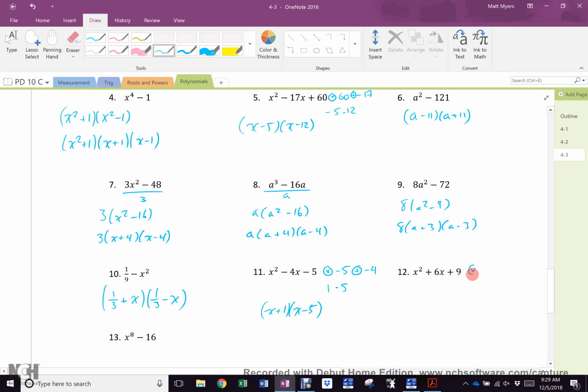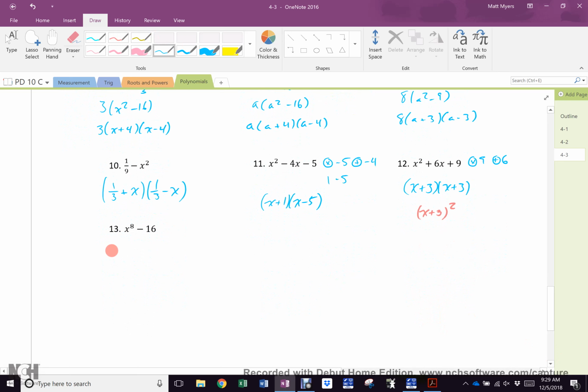This one, multiply to 9, add to 6. What is it? x plus 3, x plus 3. How could I write that a different way that would get me the same credit? x plus 3, all squared.